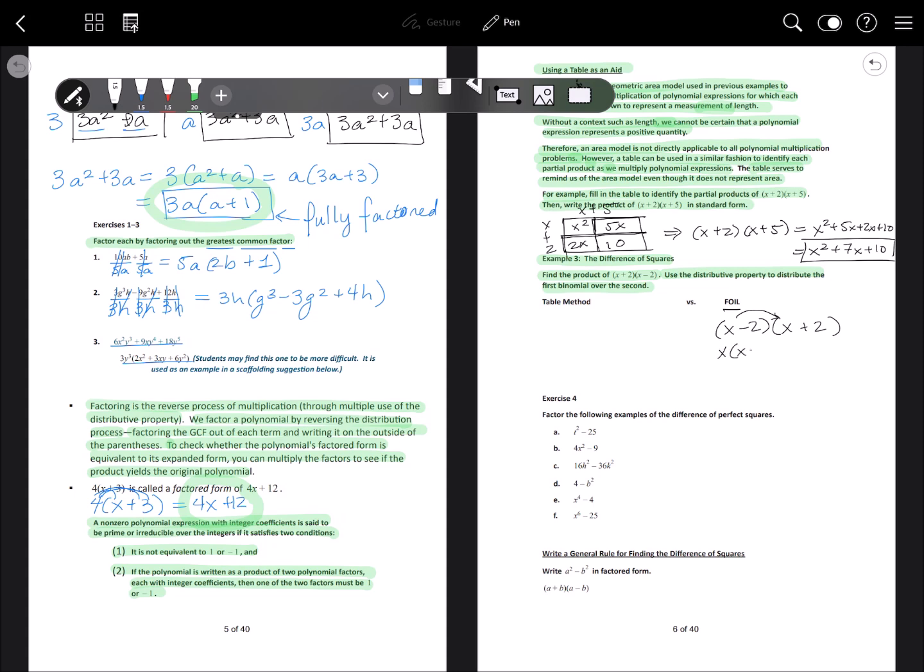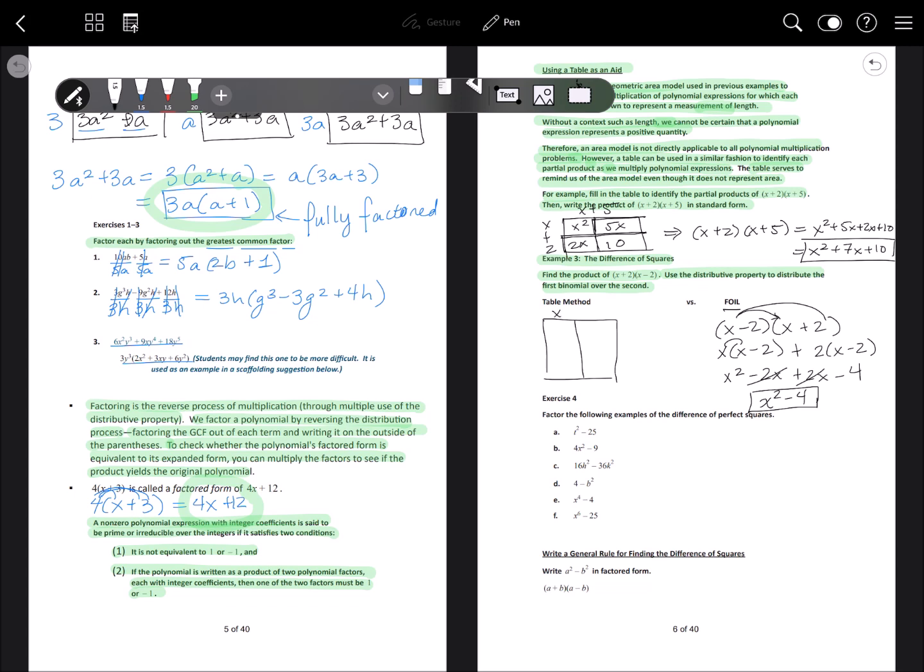We have to distribute x minus 2 to both the x, as in x times x minus 2, and to the 2, plus 2 times x minus 2. We then repeat the distribution, going x times x is x squared minus 2x plus 2 times x minus 4. We notice the middle terms cancel, leaving us with x squared minus 4.